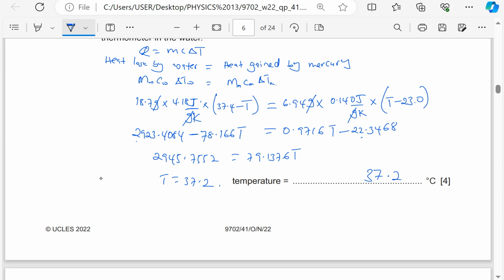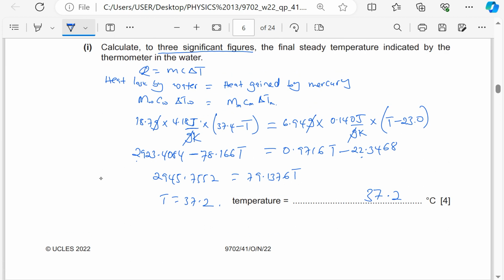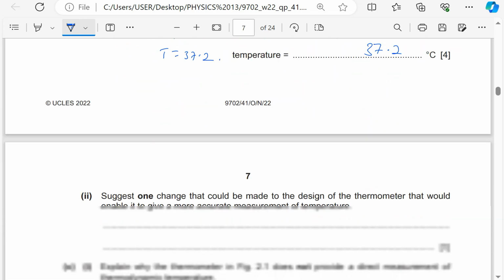Now the algebra which comes after here doesn't carry any mark because the marks are here, in being able to discover that statement, substitution, then the final answer. The algebra will not carry any serious mark. So whatever shortcut you use is fine.